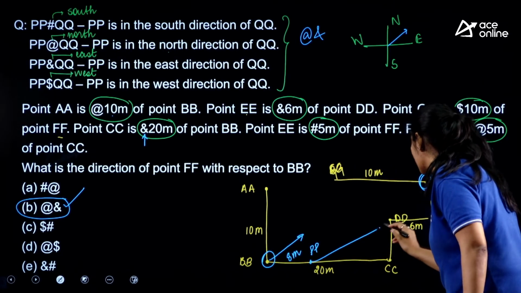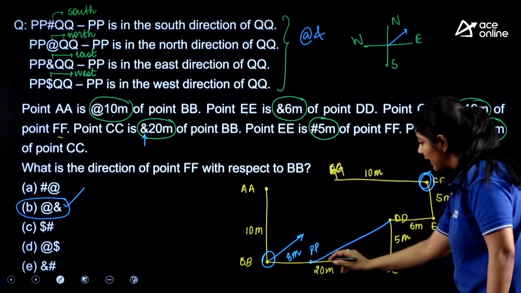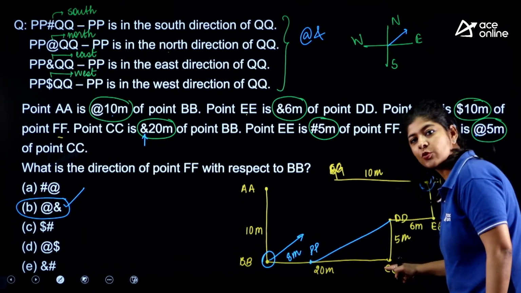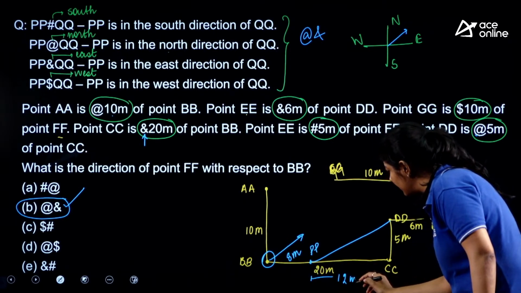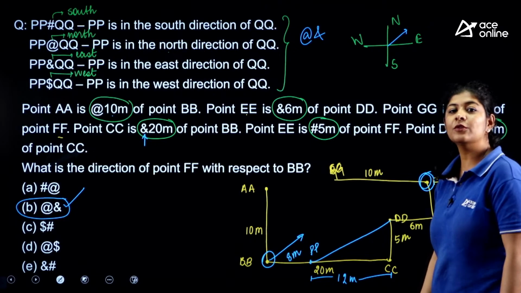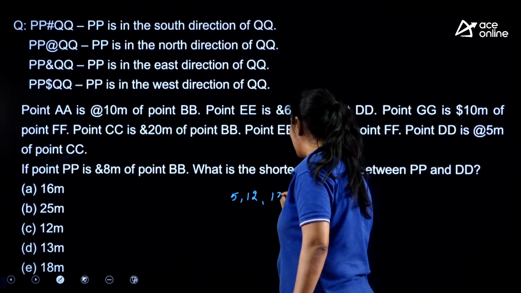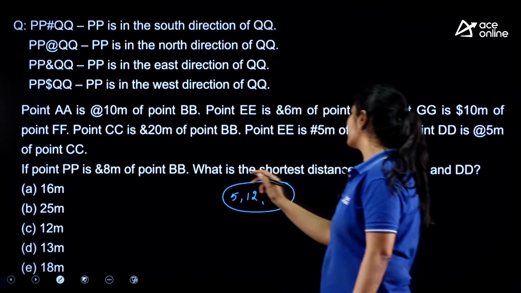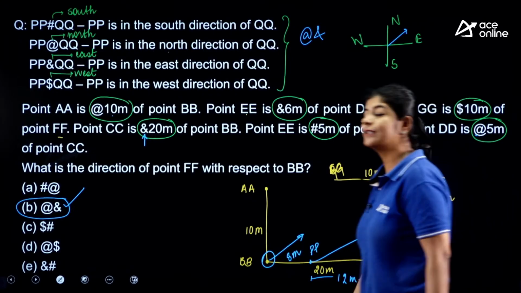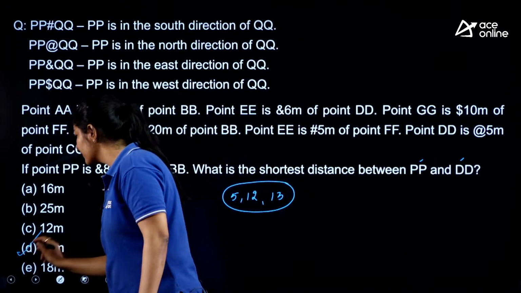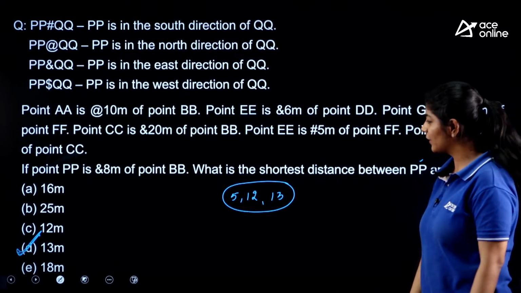P and D. If you see here, we have a triplet. This is nothing but 5, and if the whole is 20, then this distance is nothing but 12 meters, right? And we know that there is a triplet of 5, 12 and 13. So the shortest distance between P and D is nothing but 13 meters. It's very simple. Option D is the correct one.